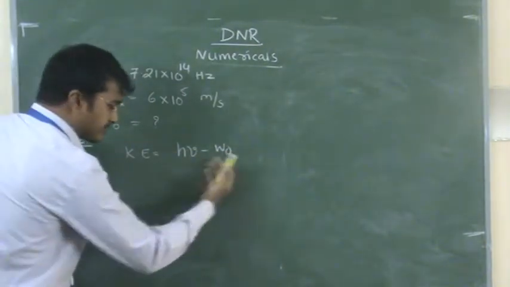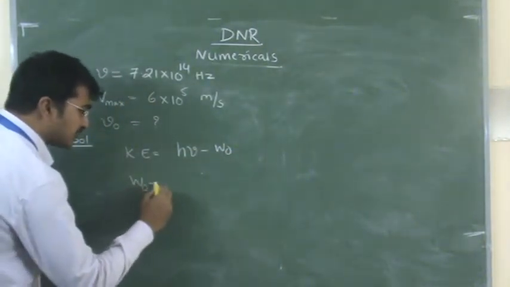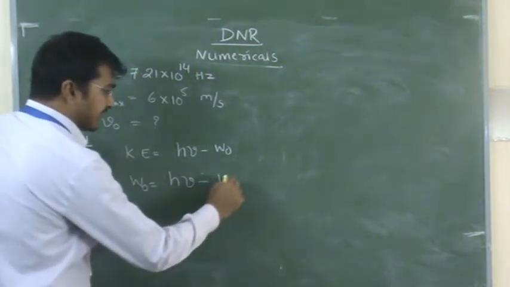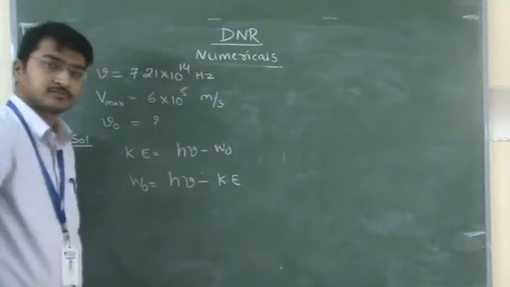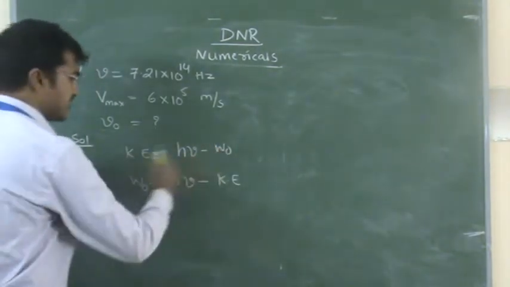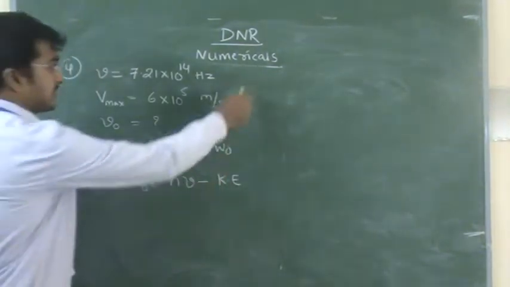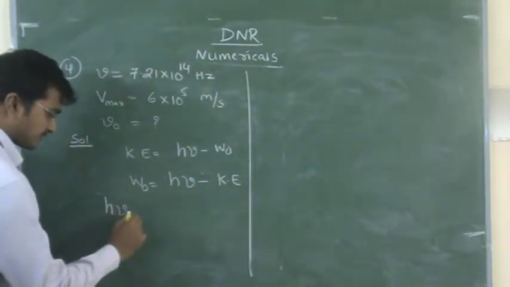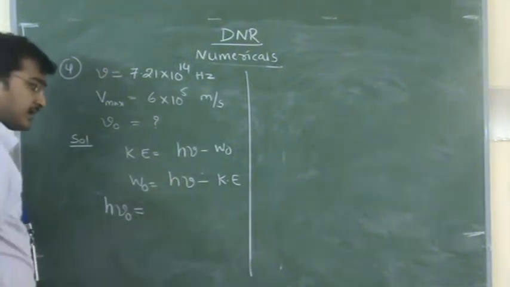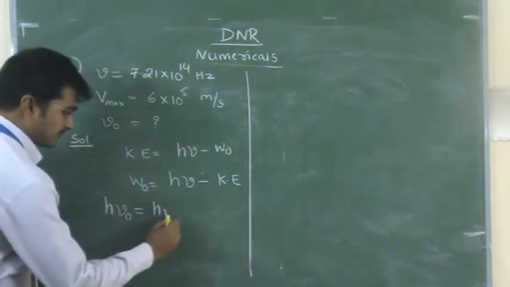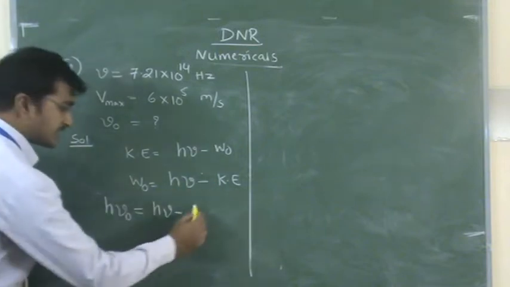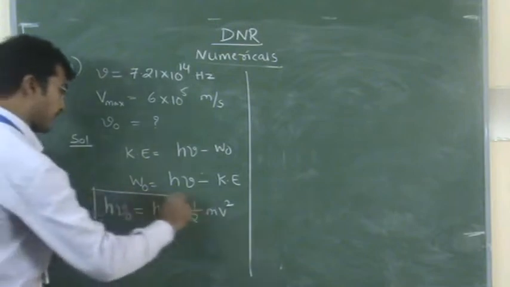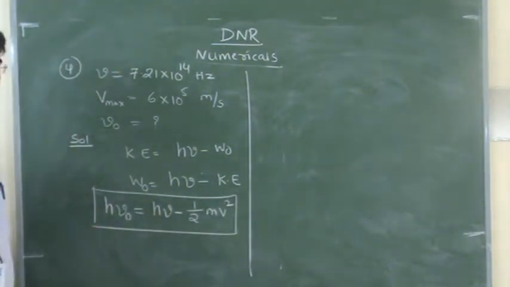evaluate step by step. I am writing W naught is equal to h nu minus kinetic energy. Same, just interchanging this one. Substitute that. What is W naught? h nu naught, and h nu, minus kinetic energy. I will keep it as half mv square.